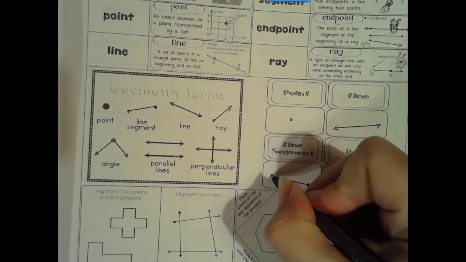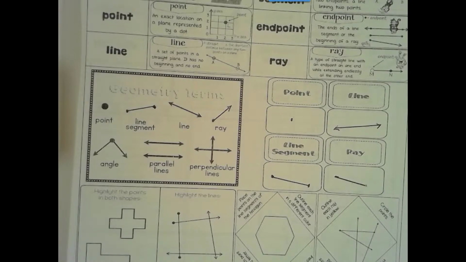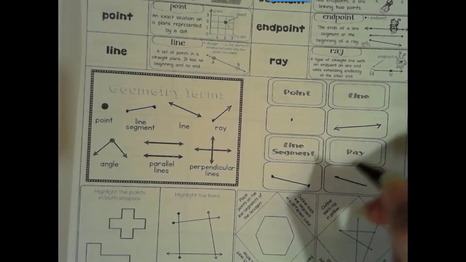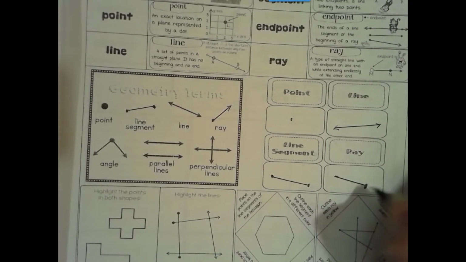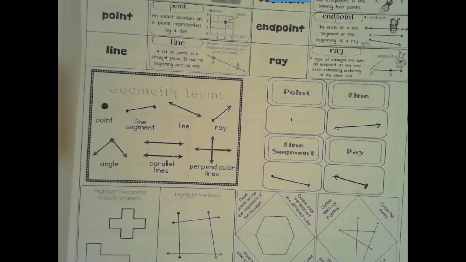So a line segment, we have those end points on it because it ends. It doesn't continue forever like a line. It's just a piece of that line cut off. A ray has one end point and continues in the other direction forever.